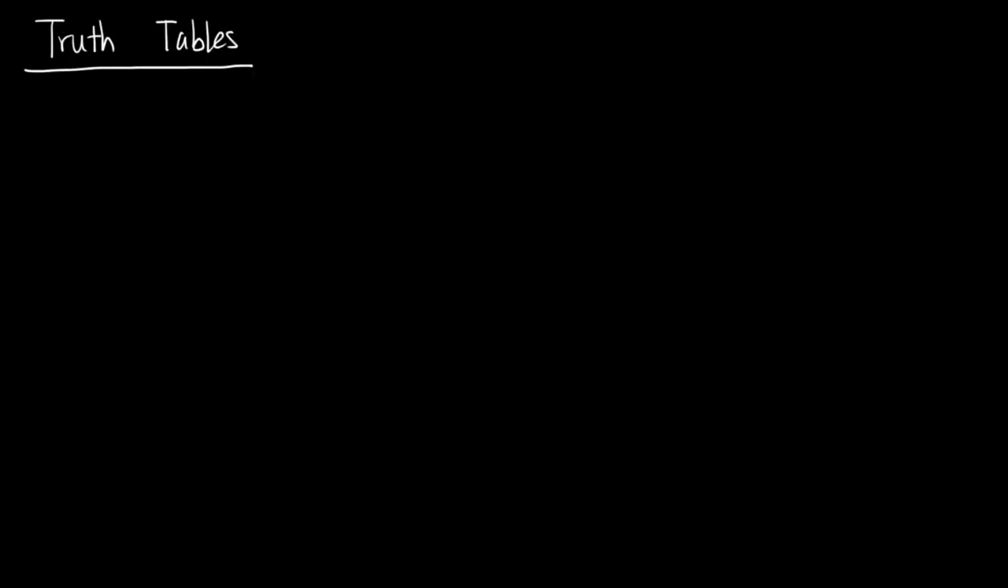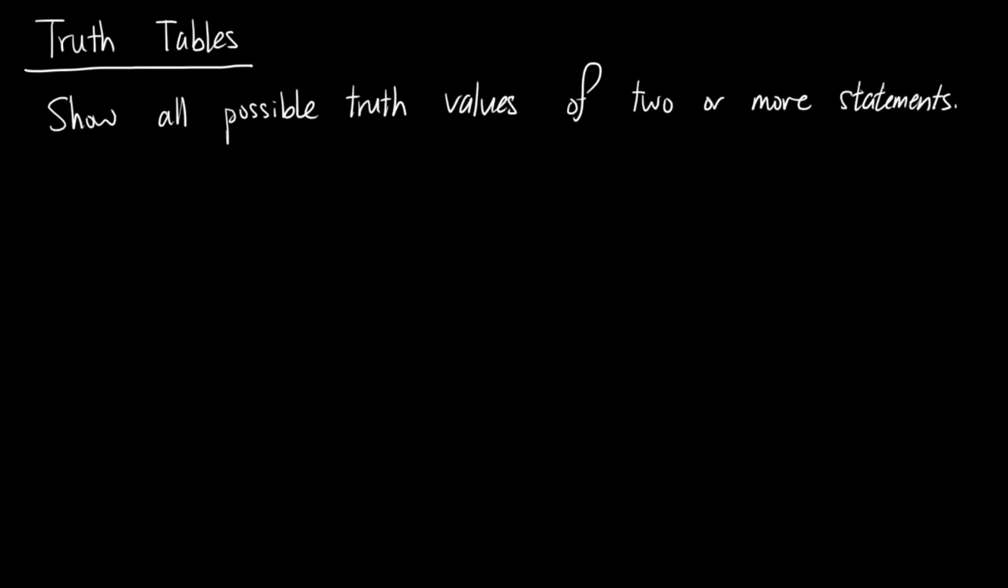It's time to talk about truth tables. A truth table shows all possible truth values of 2 or more statements. Let's begin with the easiest example, the negation. That is, we consider the truth values of a statement x and its negation, not x.